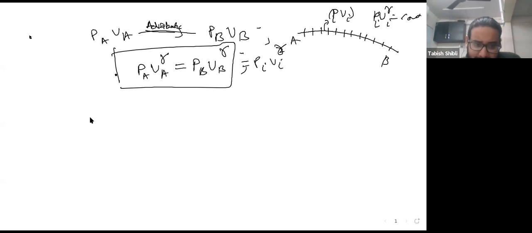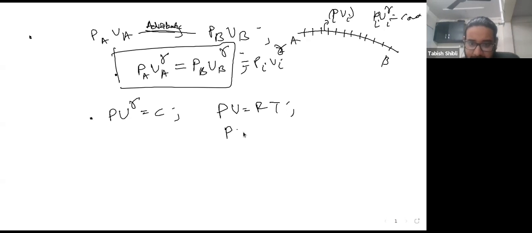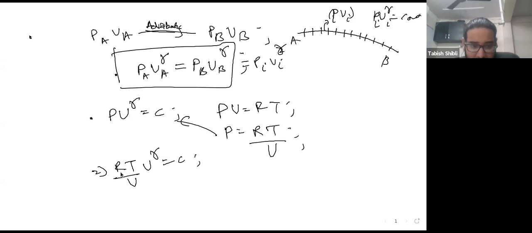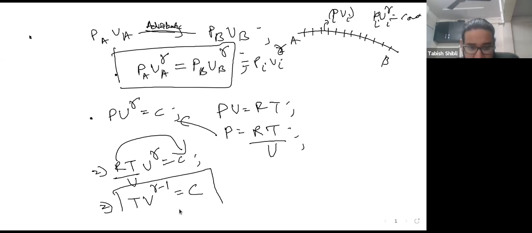Let's try to write this relation in some other form. PV to the power gamma is equal to constant. Well, we know that PV is equal to RT. So one thing I can do is just write P is equal to RT divided by V and just substitute it back. What do I get here? We get RT divided by V, V to the power gamma is equal to constant. R is also a constant, so I can just take it on the other side and absorb it into the constant, right? So this is T V to the power gamma minus 1 is equal to a constant. This is another relation that one can think of.